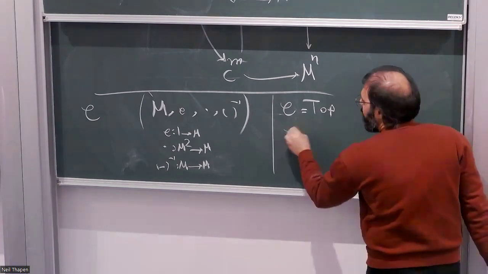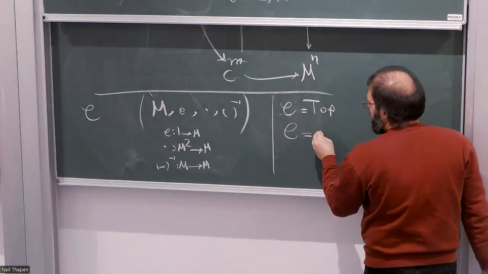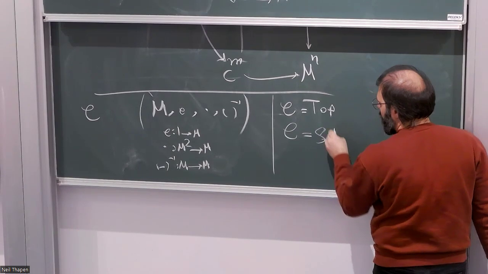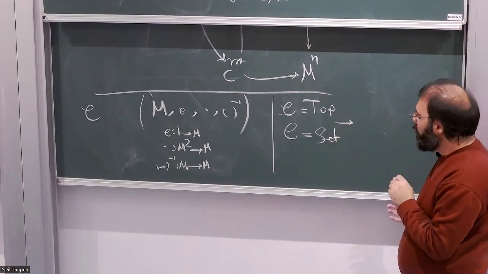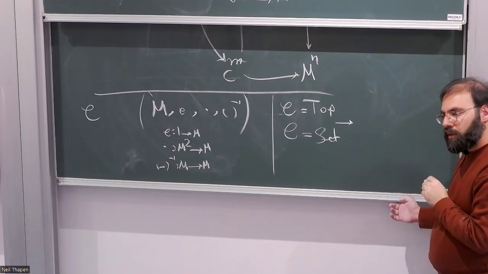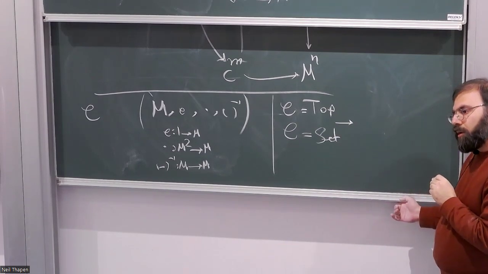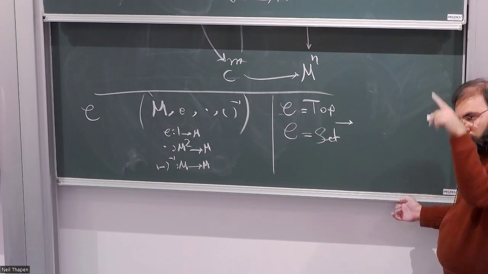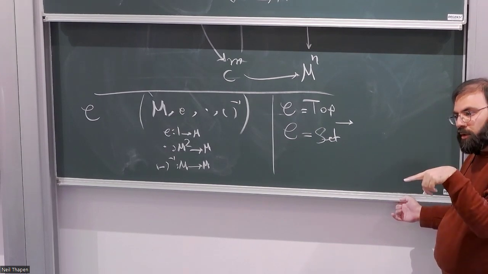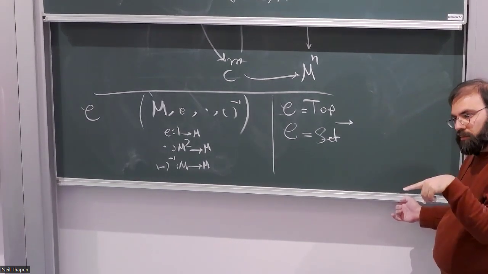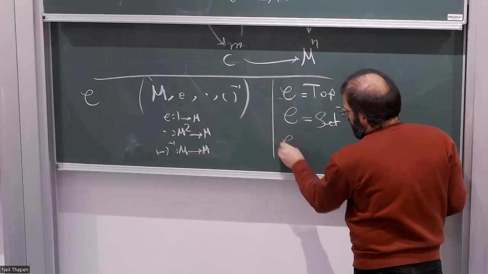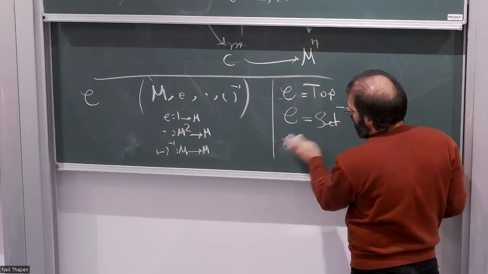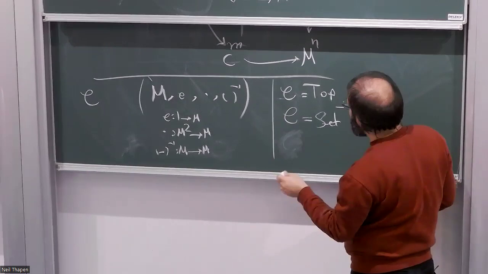If my C is the variable sets that we had before, what would be the group object? Two groups and a homomorphism. Okay, you get the idea.